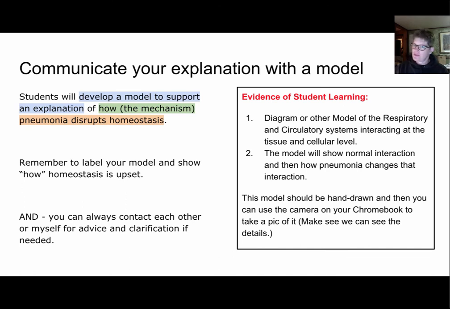So feel free to contact each other. Don't have group parties though at your house. Stay away from each other. Call me for advice or email me if you'd like. Put a note on Google Classroom if you need some help. But I was thinking of Thursday doing a Google Hangout with you guys, and that way we could have any questions addressed that you have. I'll get you more details on that coming up shortly.